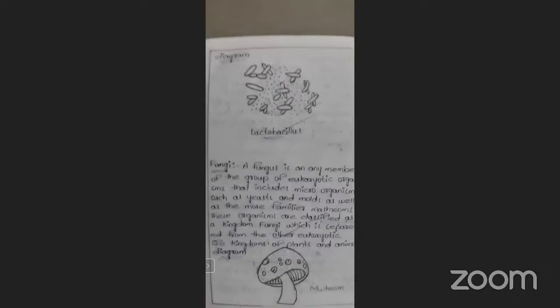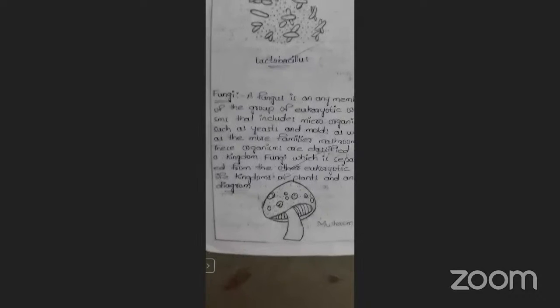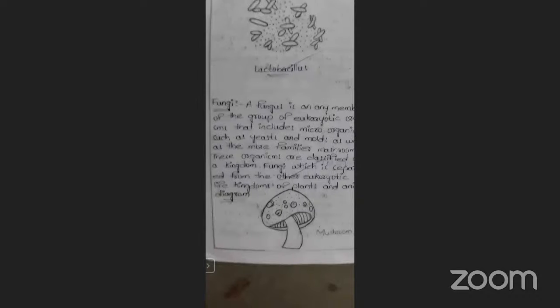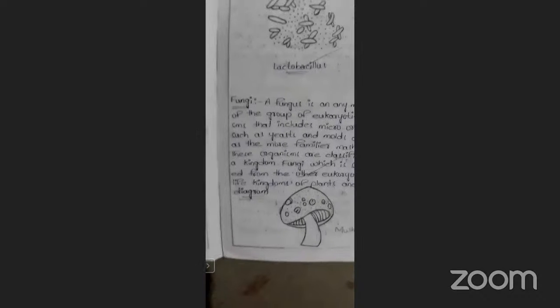Next, you can go for the fungi. A fungus is any member of the group of eukaryotic organisms that includes microorganisms such as yeasts and molds, etc. Here, mushrooms. So you put the heading fungi and write some facts or interesting points about fungi, and then draw the diagram. You can take any one example of fungi and draw a beautiful diagram.